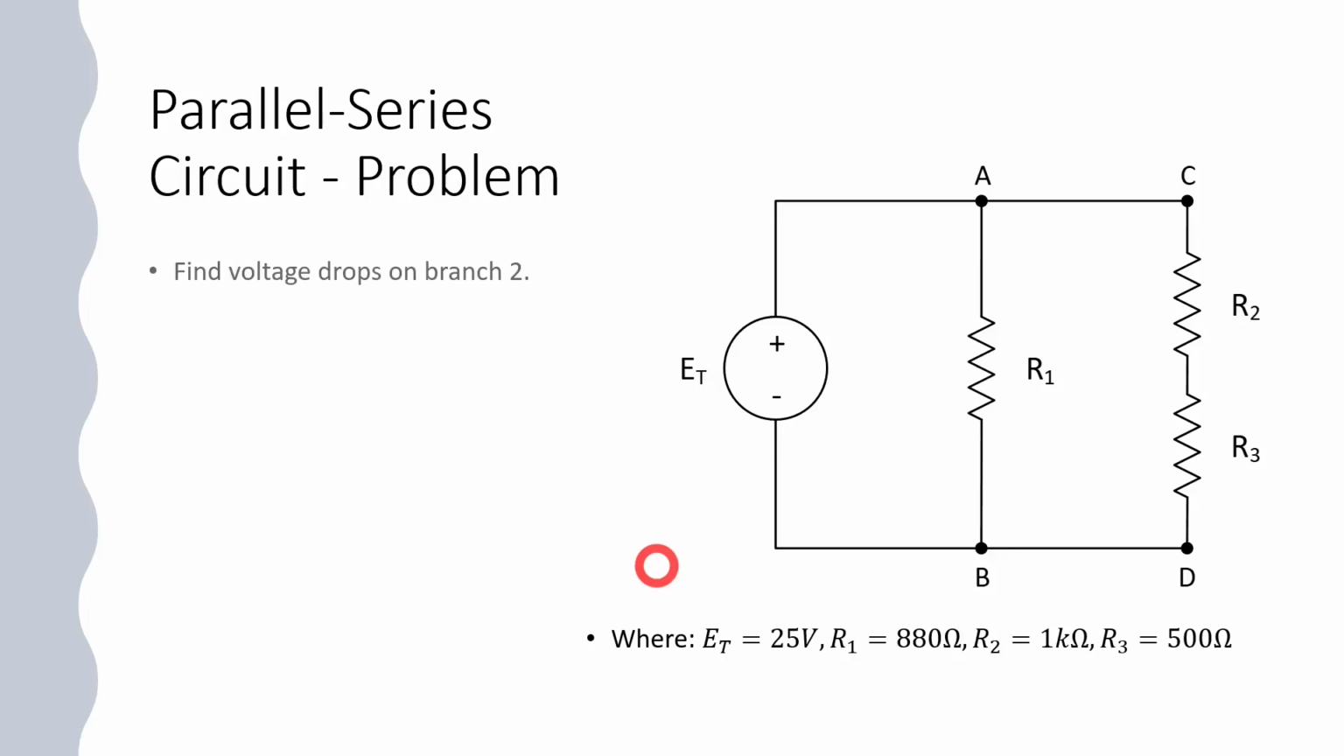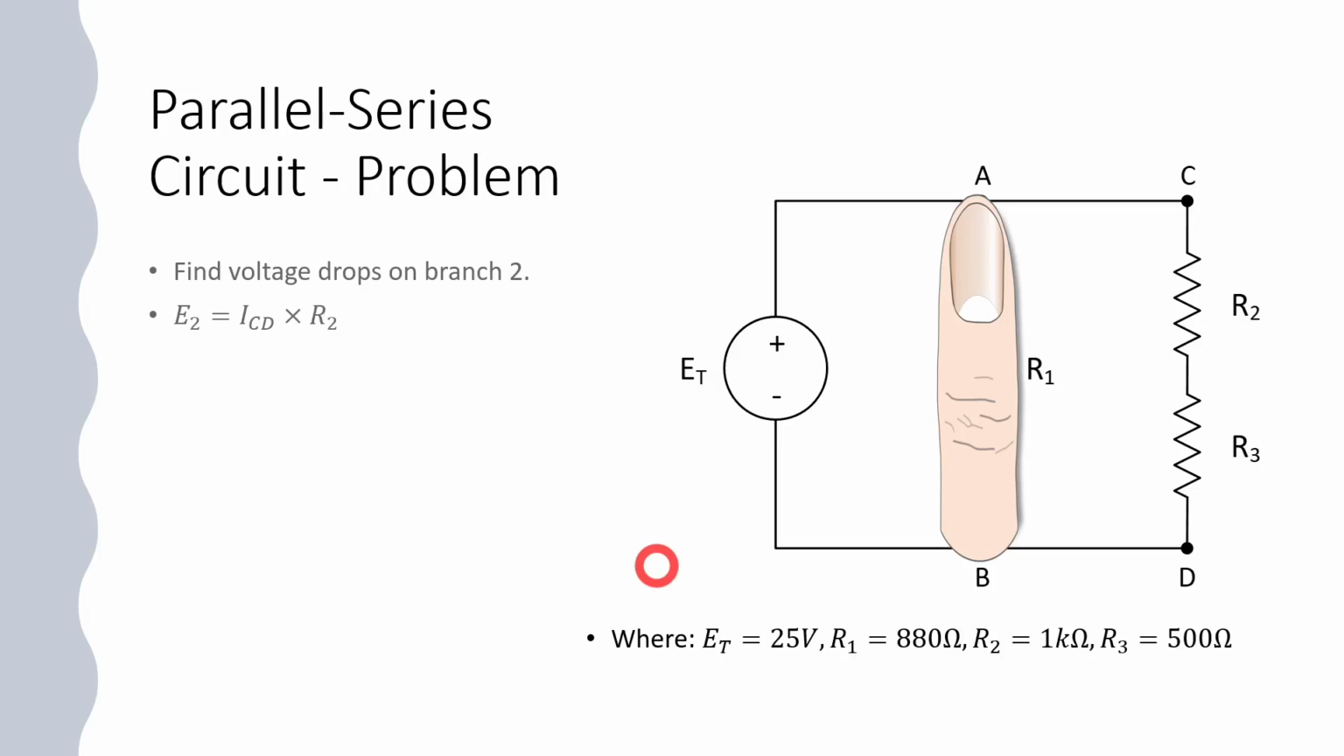Okay, so we want to solve for the voltage drops in branch 2. And so again, we're going to cover up branch 1. We're just going to pretend like this is a series circuit. We know that the current through that is 16.667 milliamps. And we know the resistance of R2, it's a given, is 1K ohm. So we're just going to take our 16.667 milliamps times our 1K ohm, and we're going to get 16.667 volts. Okay, so that's going to be our voltage drop. That's going to be across just this resistor right here.